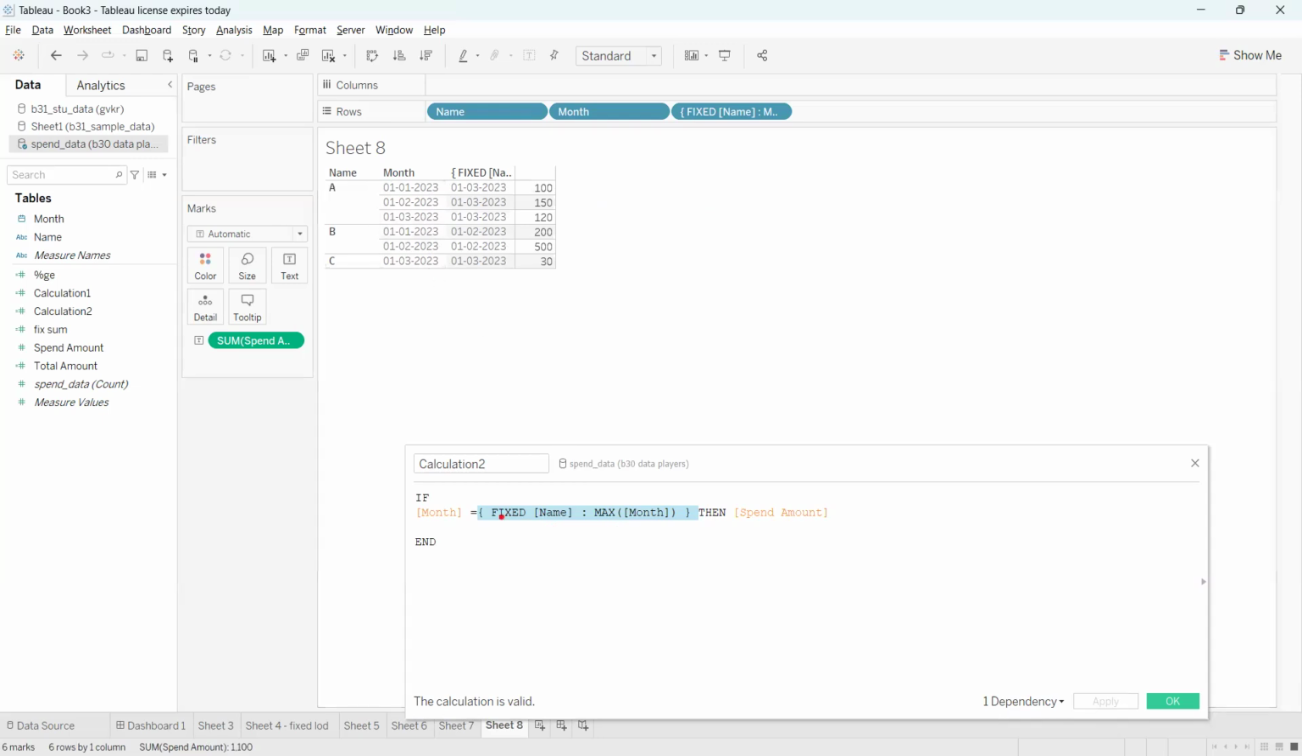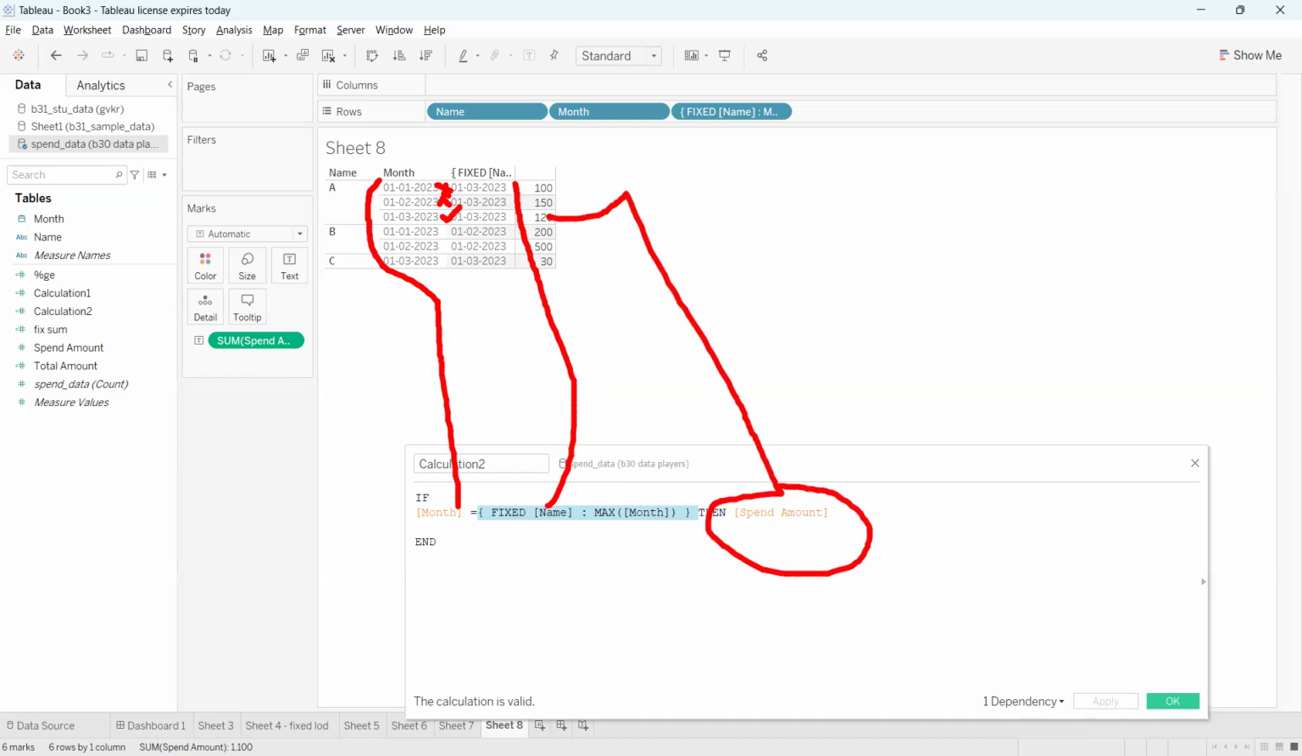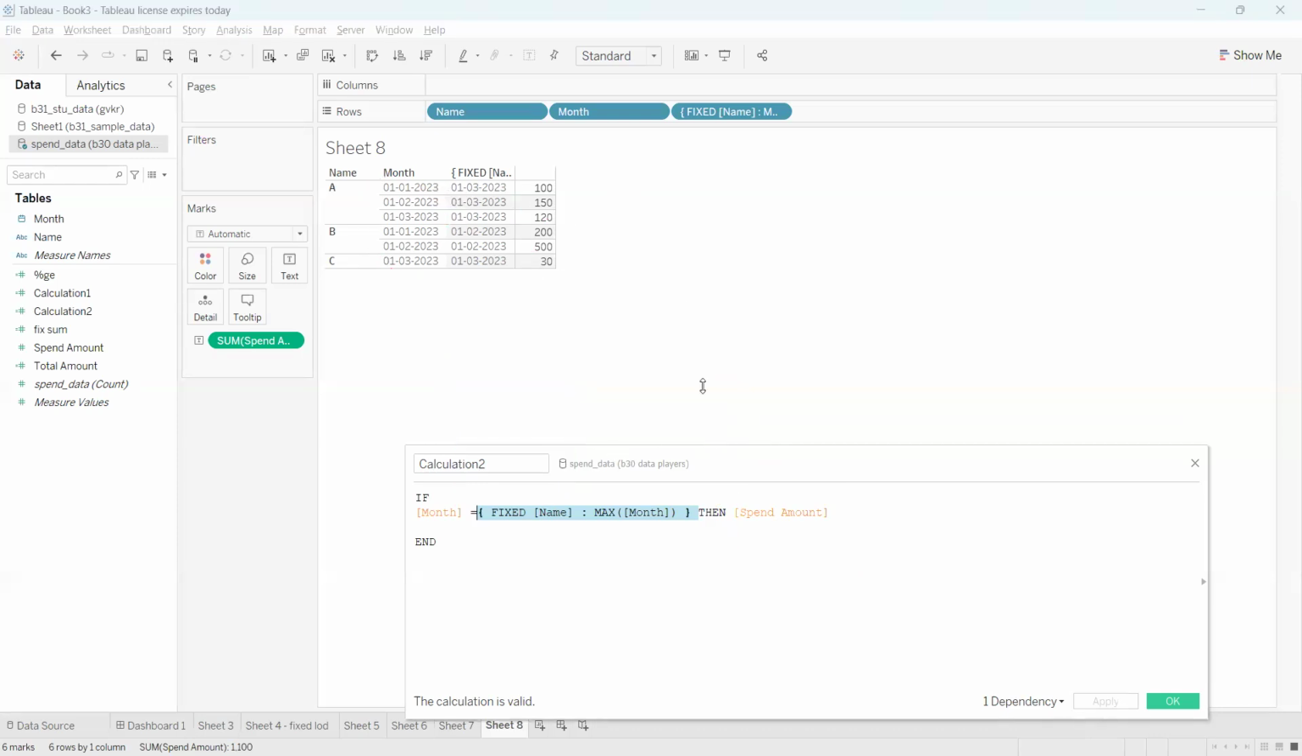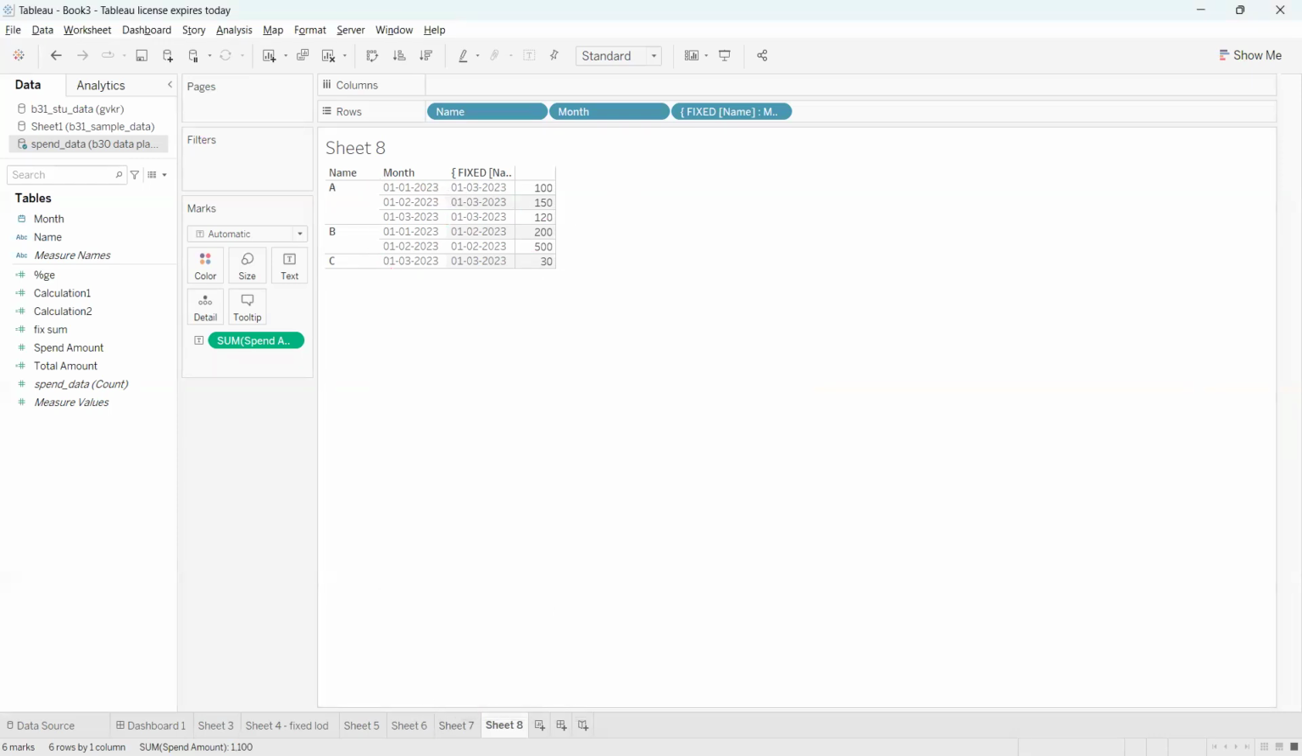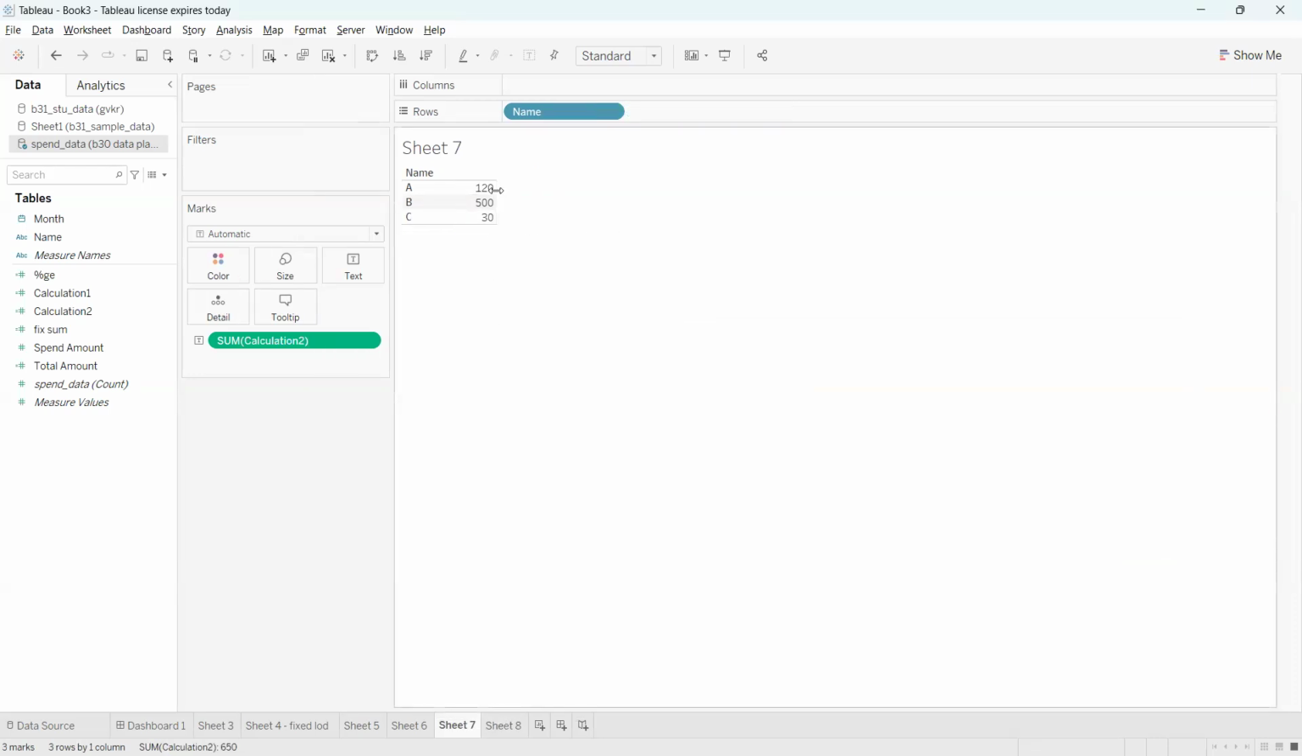Now what we are doing here, we are comparing the left side one with the right side one. When these two are equal, here it is not equal, here it is not equal, only here these two are equal. Here it is March, here also it is March. Then only I want this amount in the output. Now you see, I got the answer here. If I go to sheet 7, I got the answer in that way.